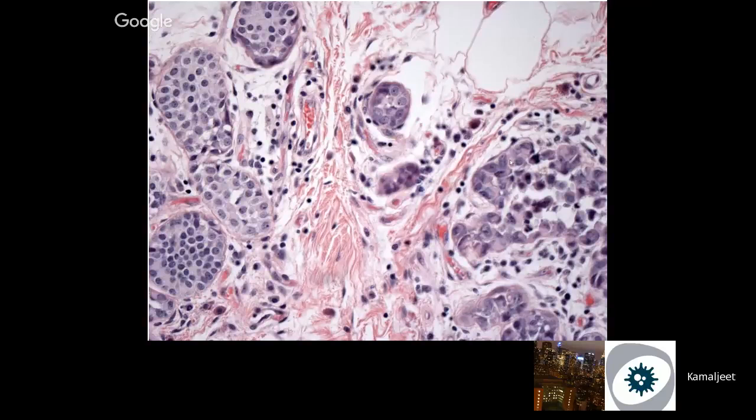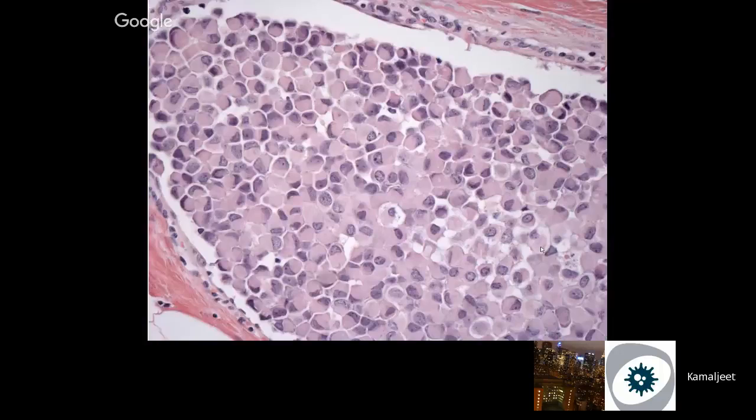Variants of LCIS: there is a pleomorphic LCIS, which, as per current WHO, the definition is if the LCIS looks like high-grade DCIS, you can call it pleomorphic LCIS. In this picture, you have classical on the left and pleomorphic on the right. Another picture of pleomorphic LCIS.